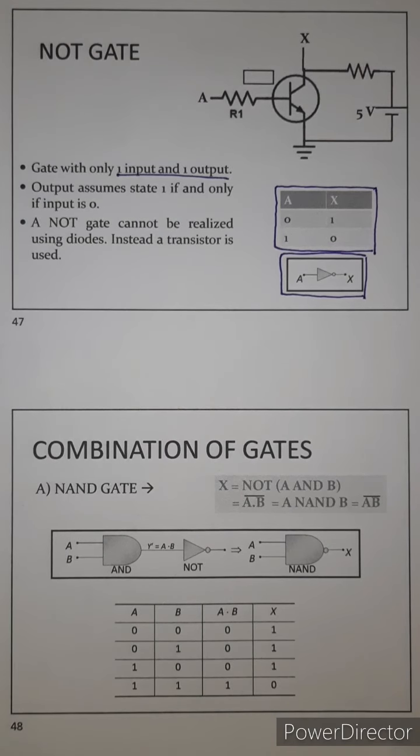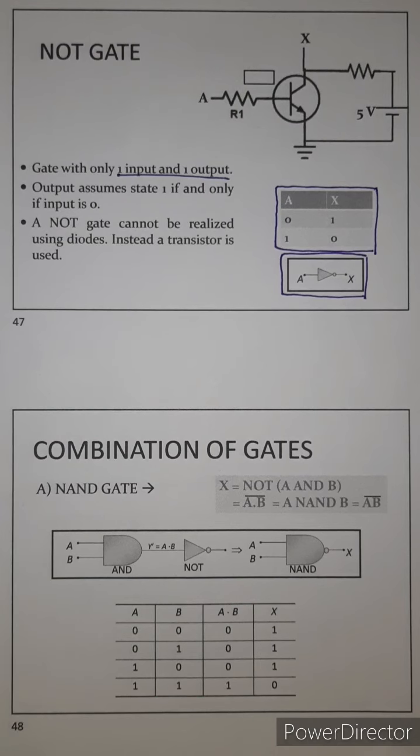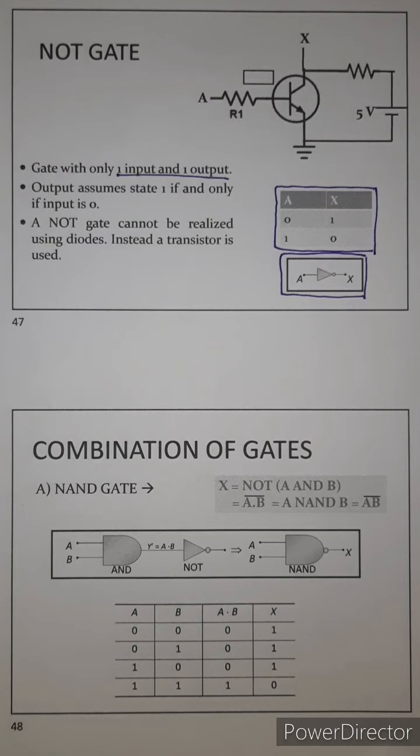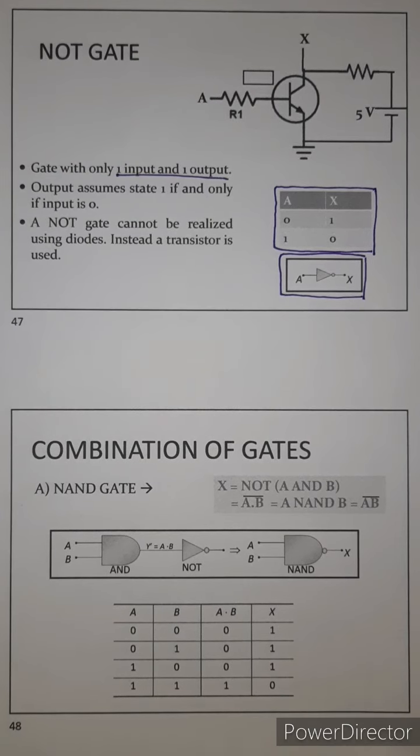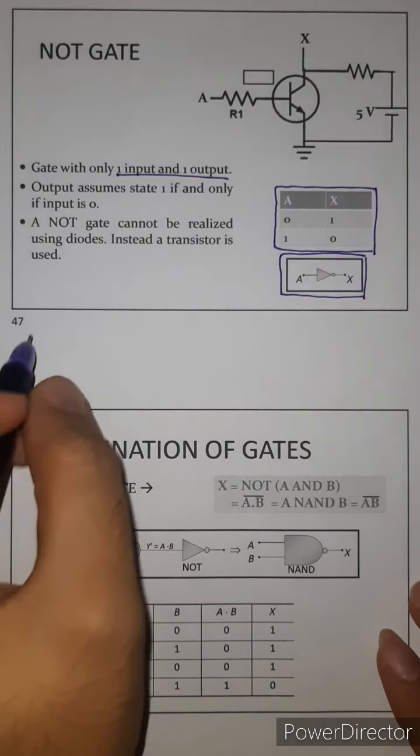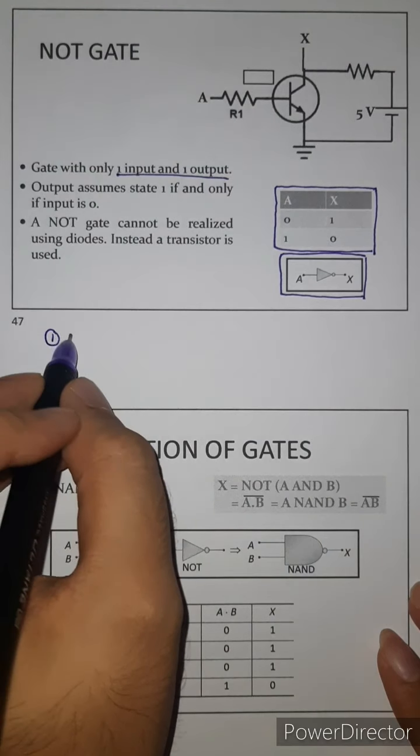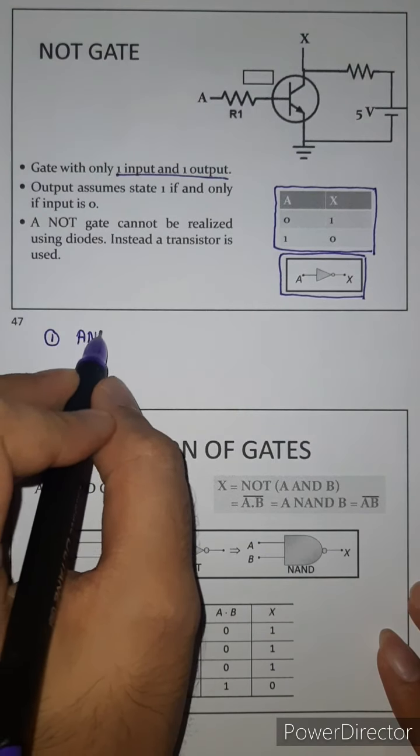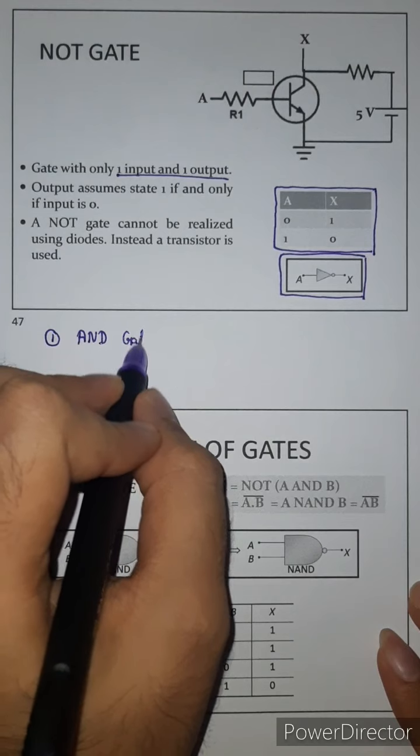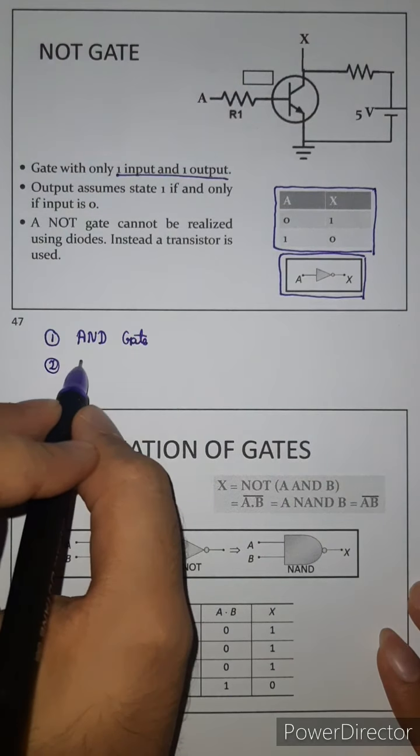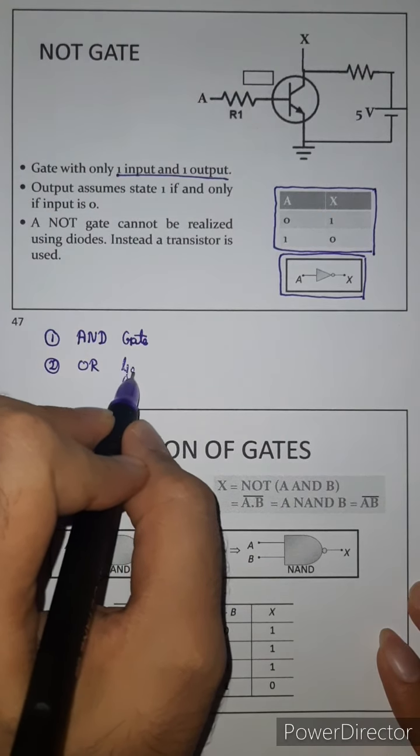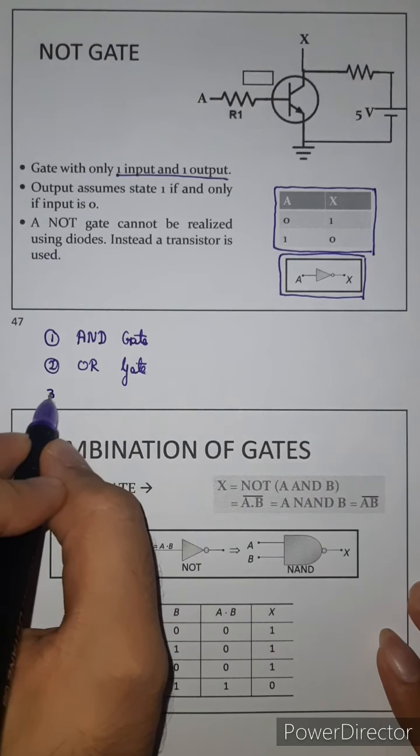So a very important point related to NOT gate is the fact that a NOT gate cannot be formed or realized with the help of a diode. We have to use a transistor. We always need a transistor to form a NOT gate. So we now have studied three types of basic gates. Three basic logic gates are AND gate, the OR gate, and the NOT gate.